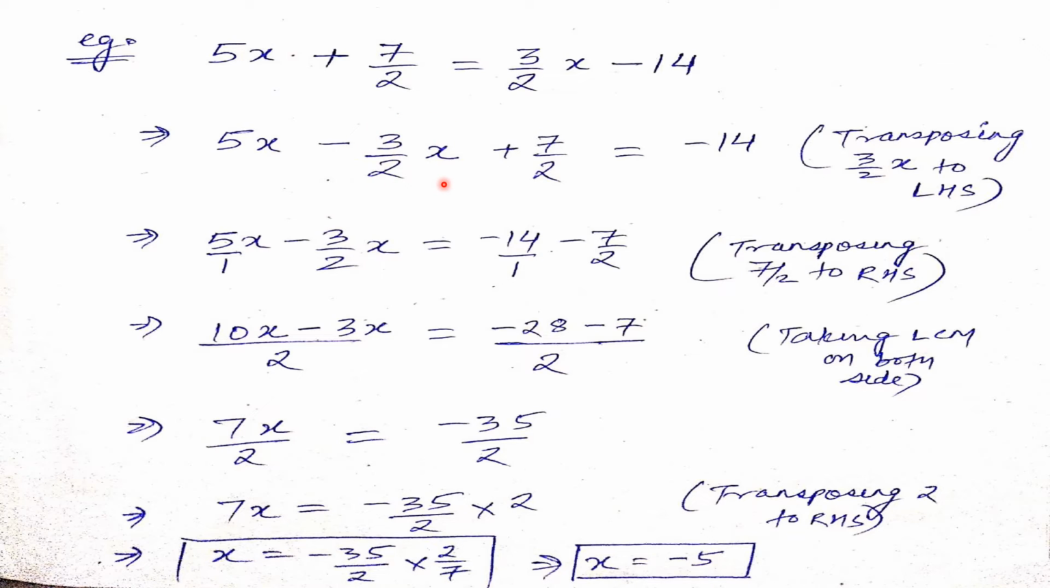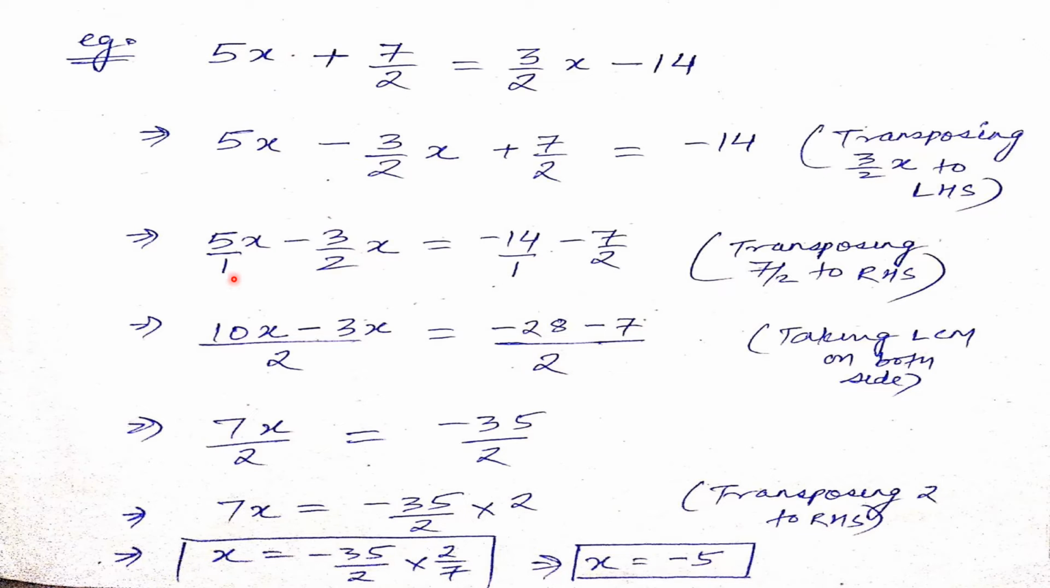In the next step, what should we do? Yes, we should take this constant 7 by 2 on the right hand side. Here it is plus 7 by 2, here it becomes minus 7 by 2. So this is the final equation form where we have got variables on one side and constant on one side. Now our job is to simplify this portion and this portion.